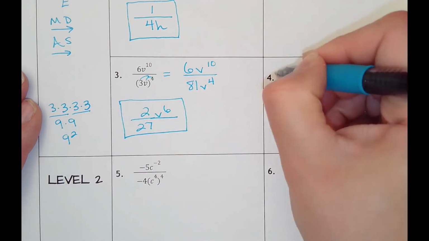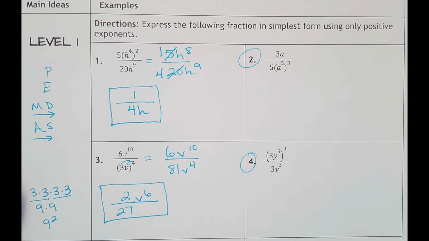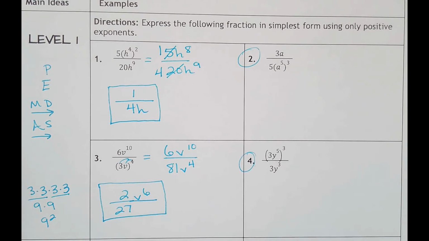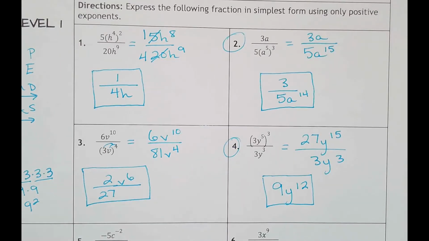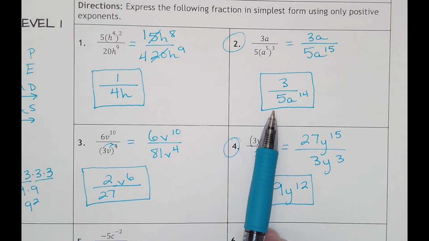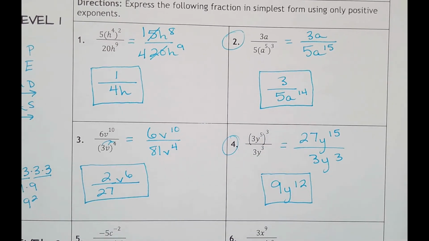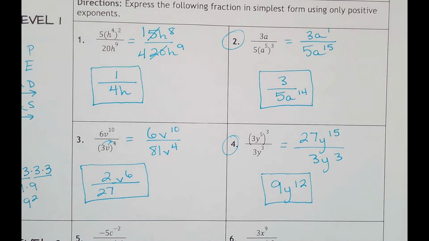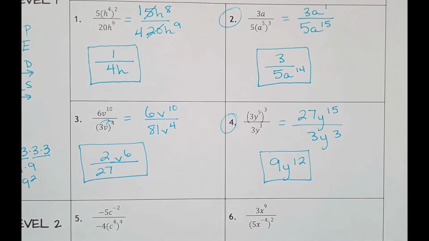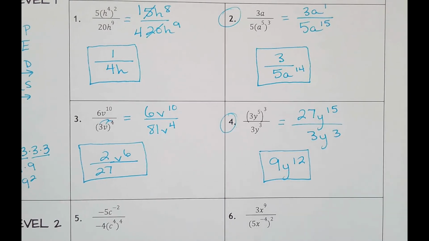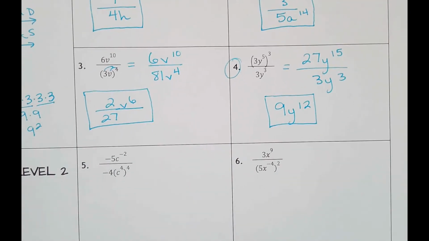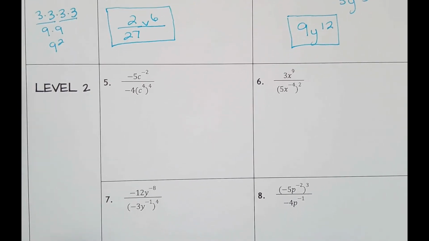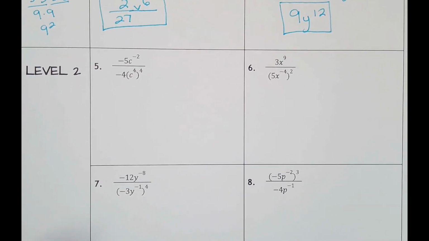So I would like you to pause and try number 2 and 4. All right, number 2 should get 3 over 5a to the 14th. 3/5 can't simplify. And then you're just taking 15 minus the power 1, which is 14. They'd be on the bottom. And number 4, you don't have a fraction anymore. You get 9y to the 12th. 3 cubed is 27. And then 27 divided by 3 ends up being 9. So those aren't too bad. Level 2 get a little trickier, but not much. It's just the fact that they have negative powers in them.